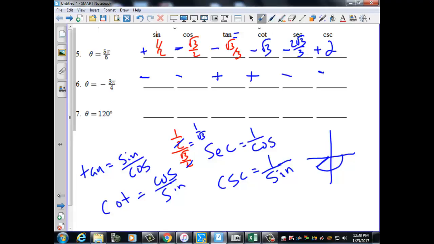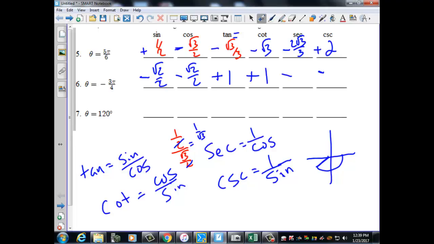So pi over 4, everything is square root of 2 over 2. So this is square root 2 over 2. Square root 2 over 2. Tangent is sine over cosine, so that's just 1. Cotangent is cosine over sine, that's just 1.